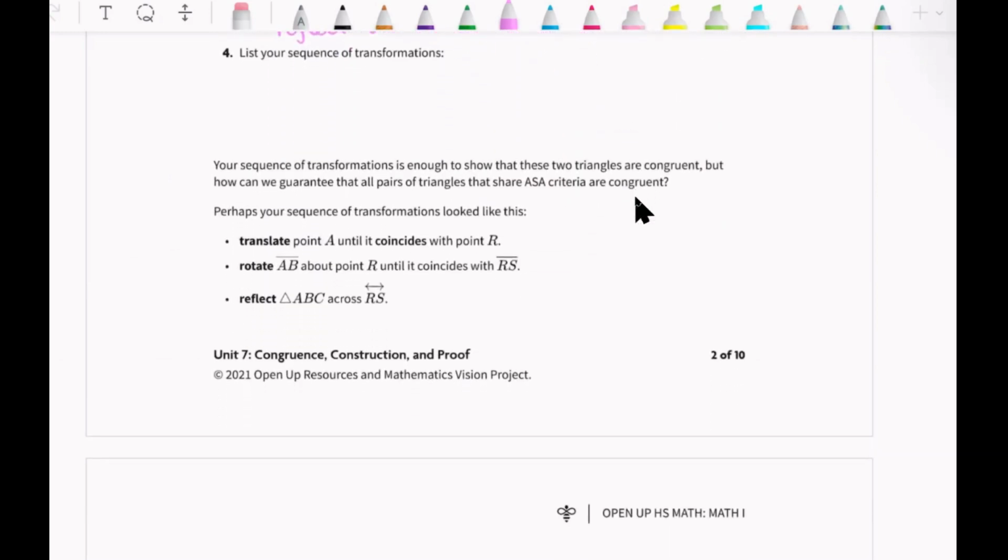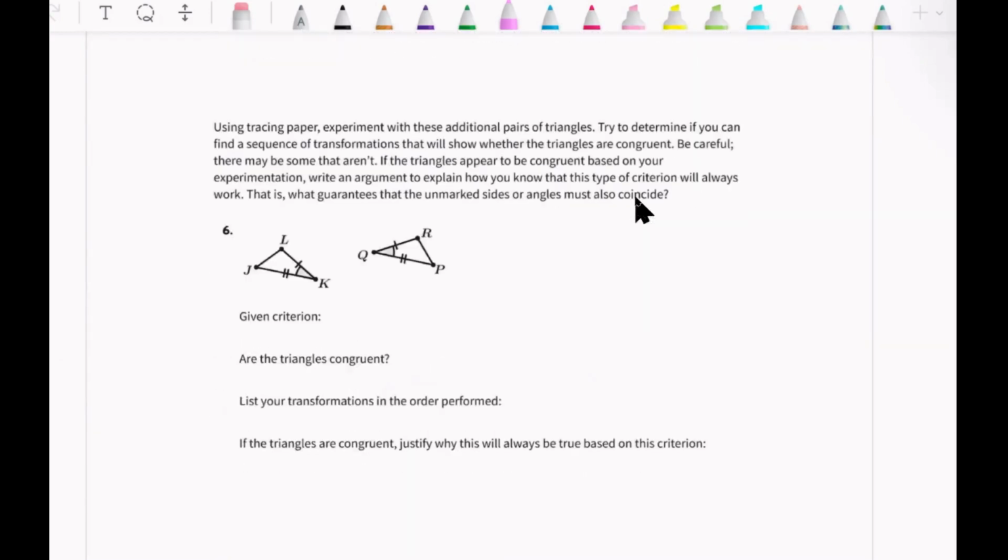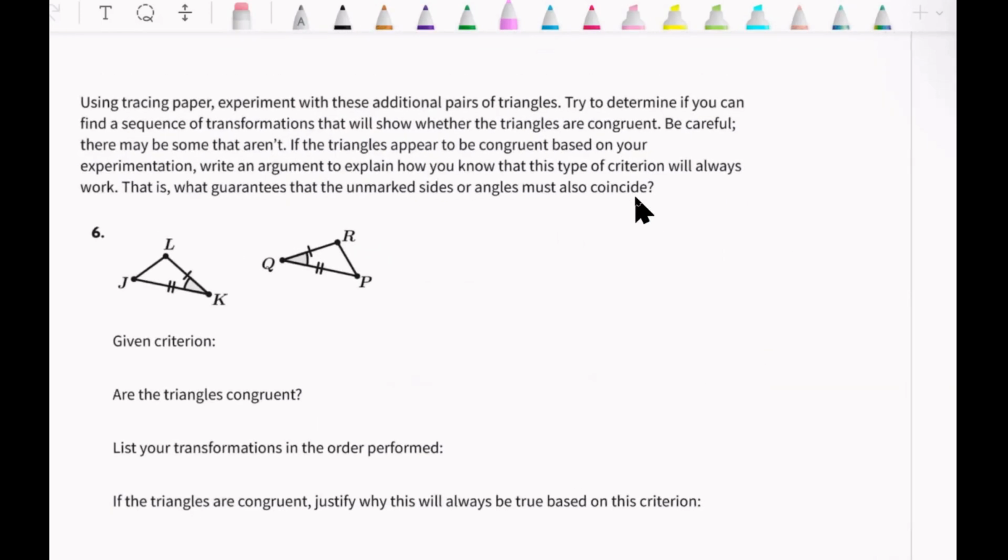Okay, let's continue on. They want you to use tracing paper again to do this, and this criteria is different. So we just proved ASA. For triangle congruence, I'm going to start making a list. So far, ASA. The other one that you also know is all sides and all angles being congruent.